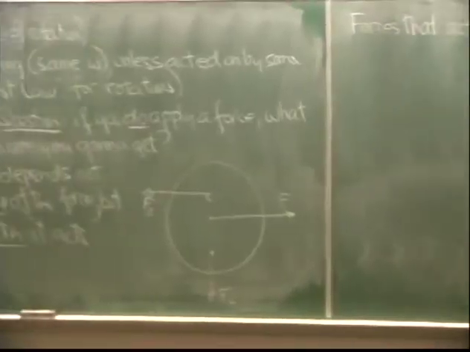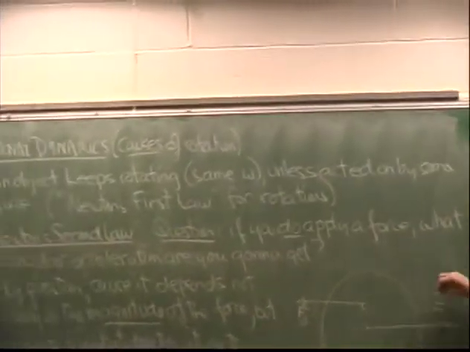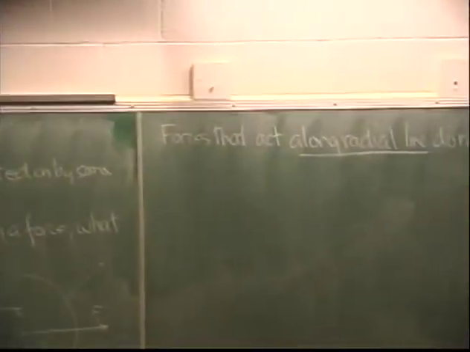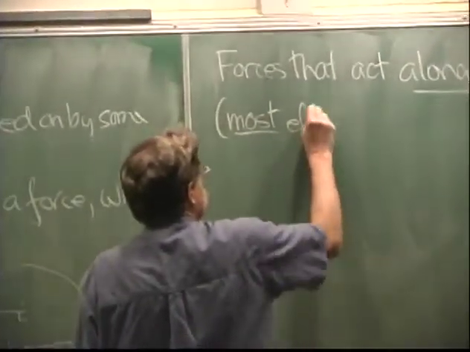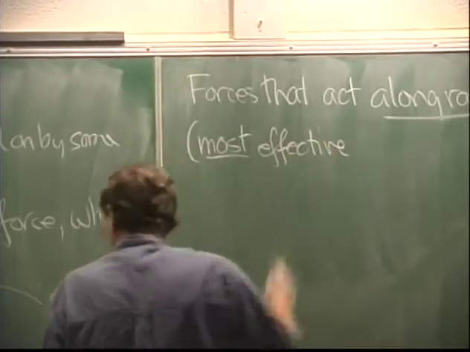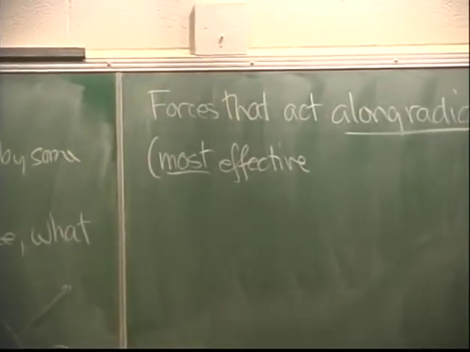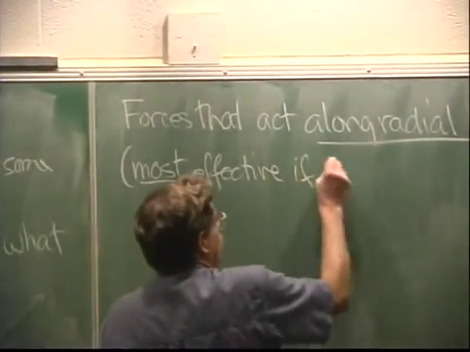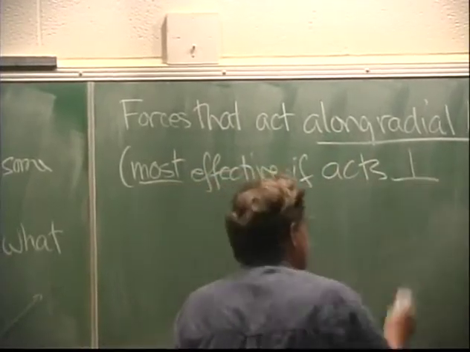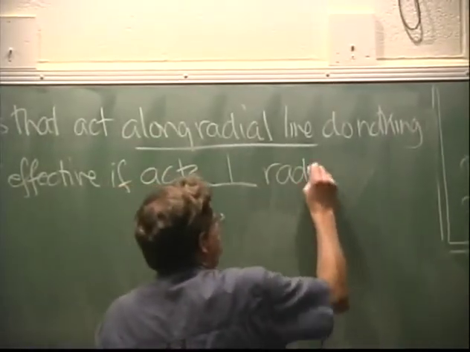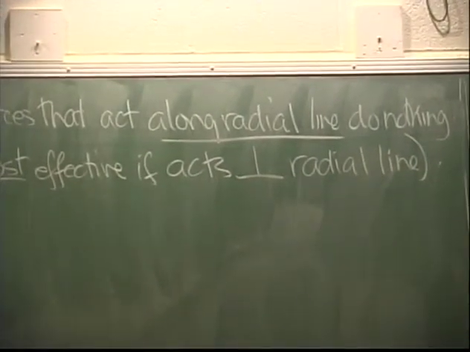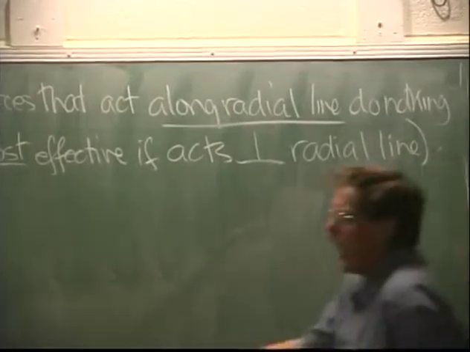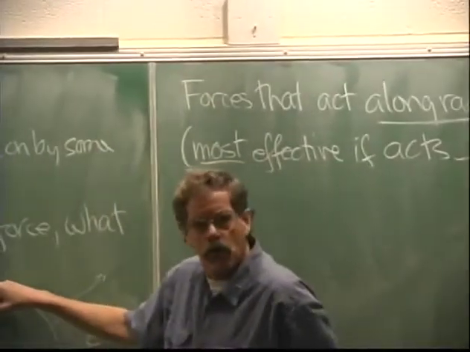Forces that act along radial lines do nothing. You can take a force like this and pull in that direction. It's not going to tend to rotate the thing. The force that's most effective in producing a rotation is one that acts perpendicular to a radial line. Moreover, the further out that force acts, the more effective it's going to be.